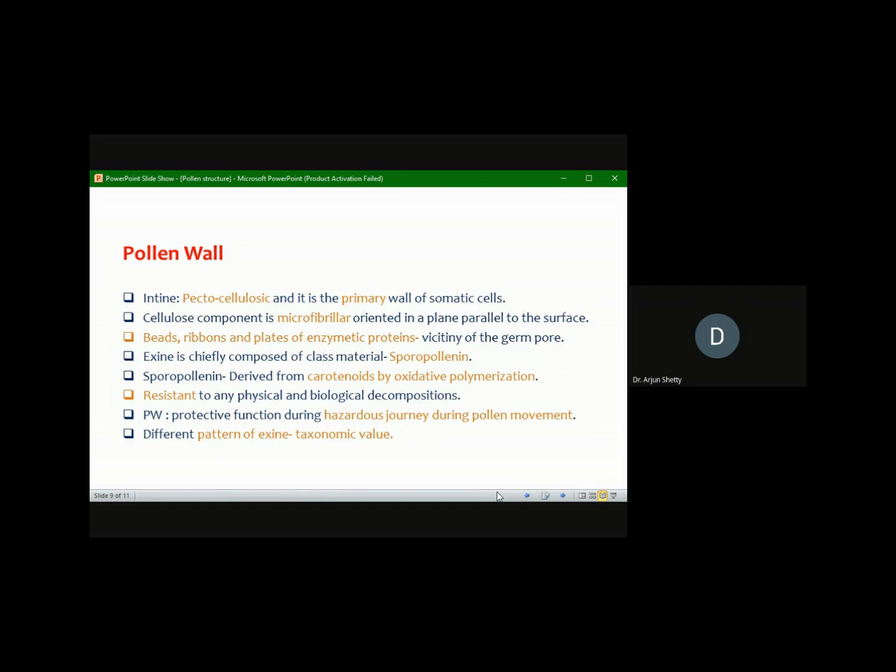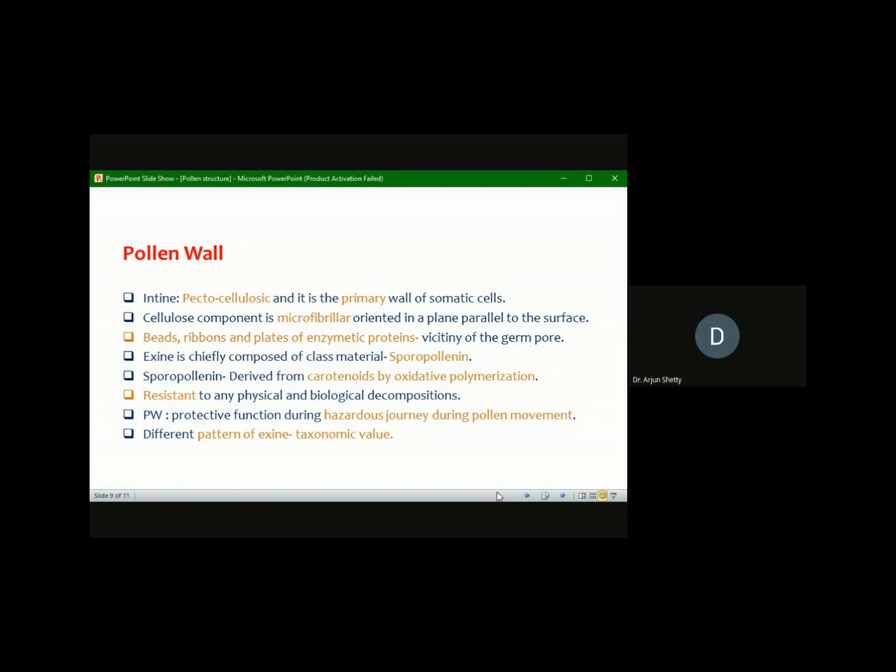That's what the microfibrillar pattern of the cellulosic components will be in the pollen wall. The structure of this particular pollen wall may be a bead-like structure, a ribbon-like structure, or a plate-like structure. These three structures are going to release a specialized enzyme for breaking off the wall.